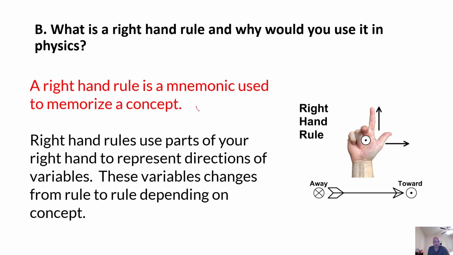But all it is, this right here, that's what you have to write down: right-hand rules are a mnemonic used to memorize a concept. And we're going to have a couple, and these different right-hand rules are going to have nothing to do with each other. So one at a time, your finger might be the magnetic field or a current, and the next time your thumb's going to be it. So you just have to go with each rule individually.